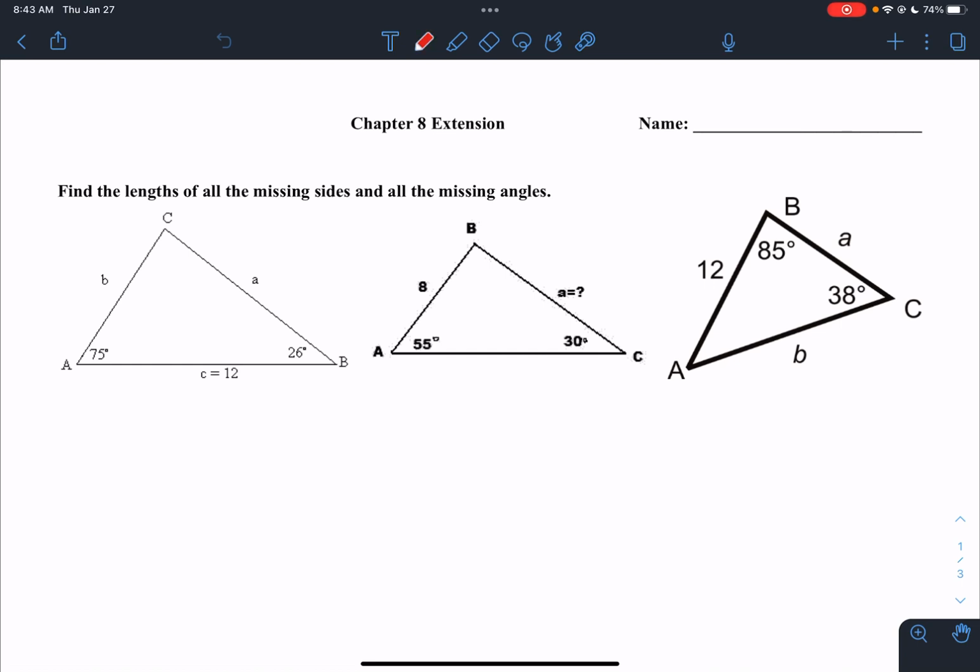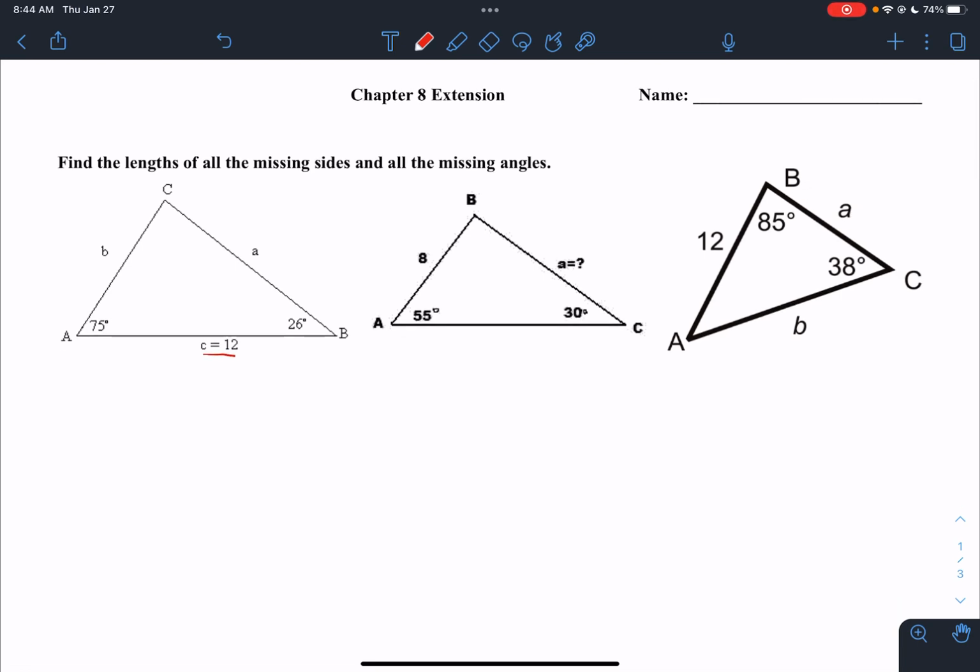And sometimes this can be a little bit confusing. This right here is just saying that this side length AB is 12. And so what I can do is set up my proportion, cross multiply, and solve to find what side lengths A and B are. Once I do that, maybe I should give you guys a little bit of an example. So I'm going to find that last angle there.